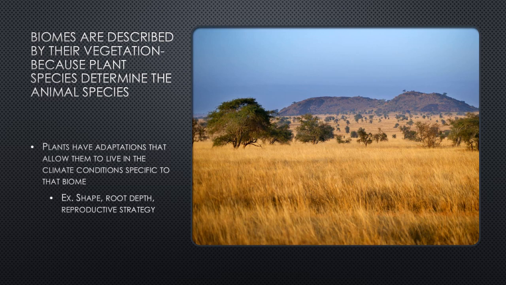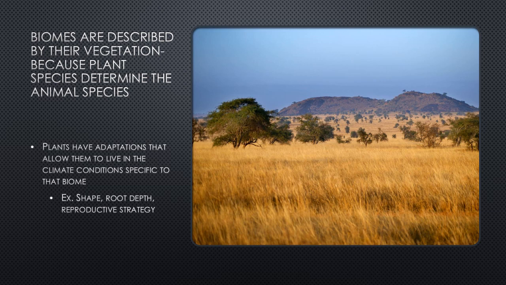And when we look at biomes, we're really describing them by their vegetation. We don't normally describe them based on the presence of certain animals, and that's just because plant species determine which animal species are present. So plants have adaptations that allow them to live in specific climate conditions, and so that's what kind of defines that biome.